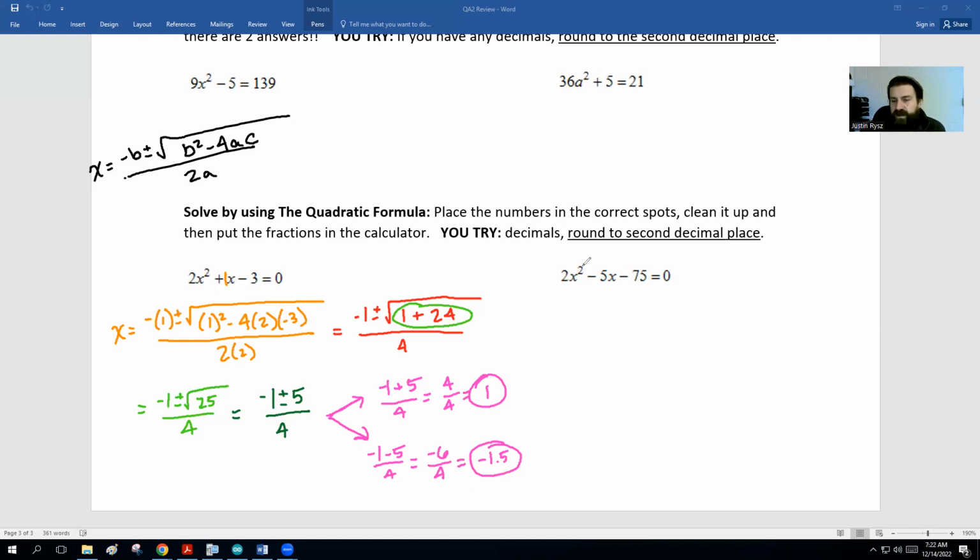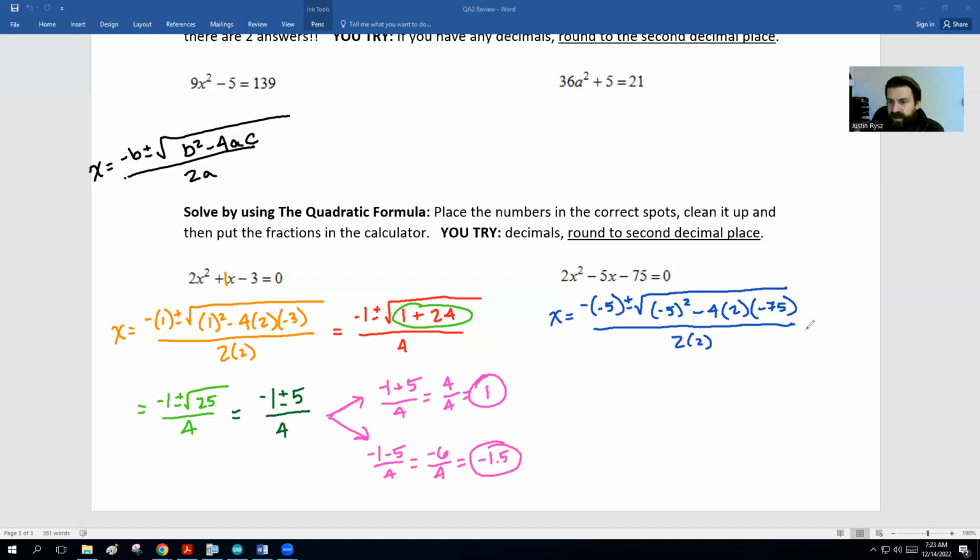Alrighty. So same thing over here. We're going to plug everything in. We got x equals negative, our b is negative 5, plus or minus the square root of b squared is negative 5 squared minus 4 times a is 2 and c is negative 75. Awesome. And then all over 2 times a is 2.